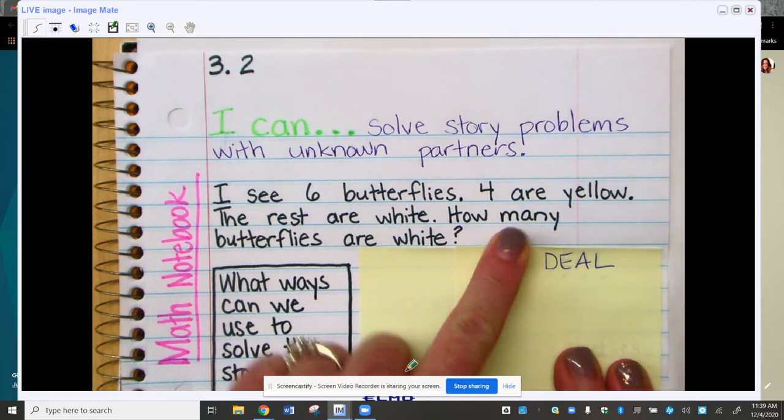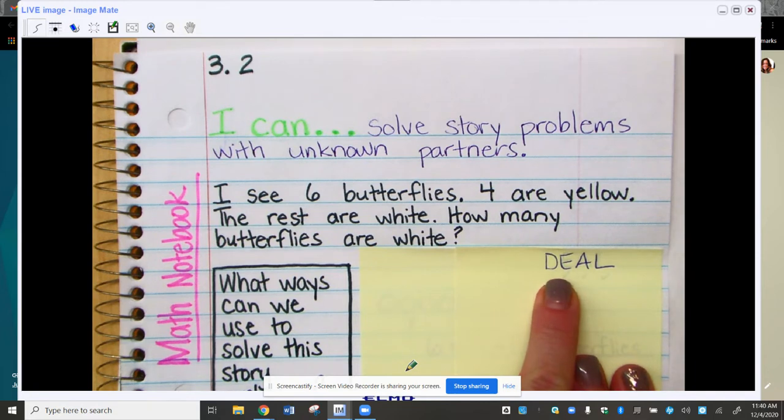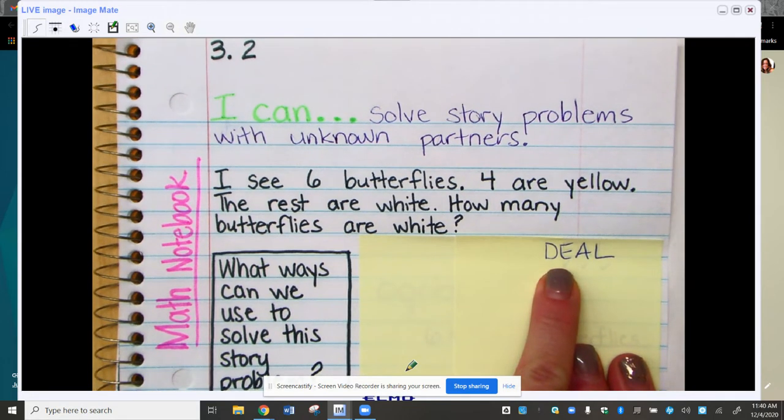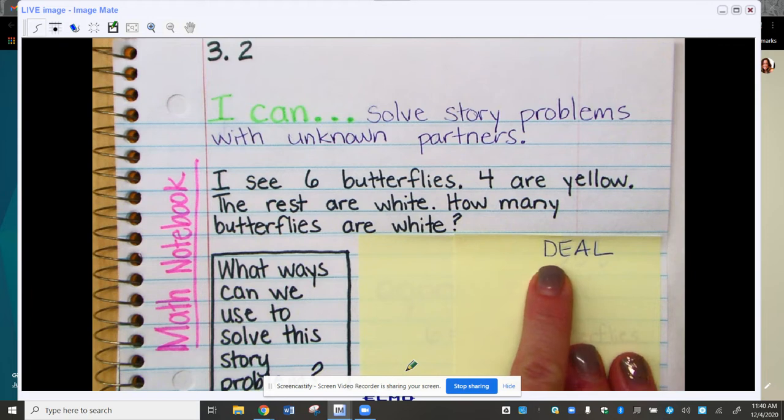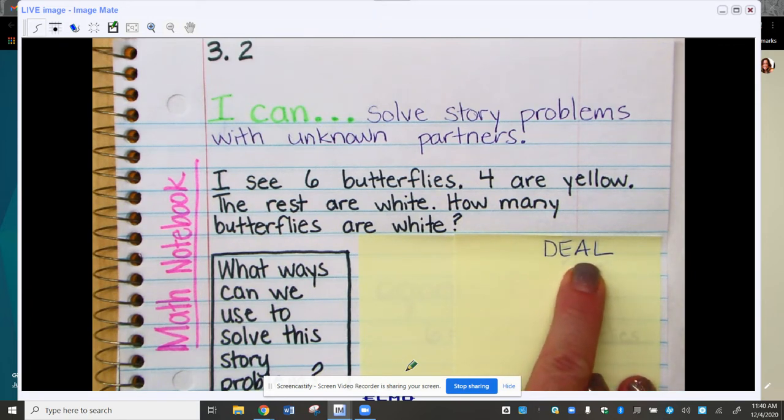D-E-A-L. And those letters stand for the way that we solve the story problem. It's our thinking that we show. D stands for drawing. E is equation. A is for the answer. L is for the label. We want to know what we're talking about.